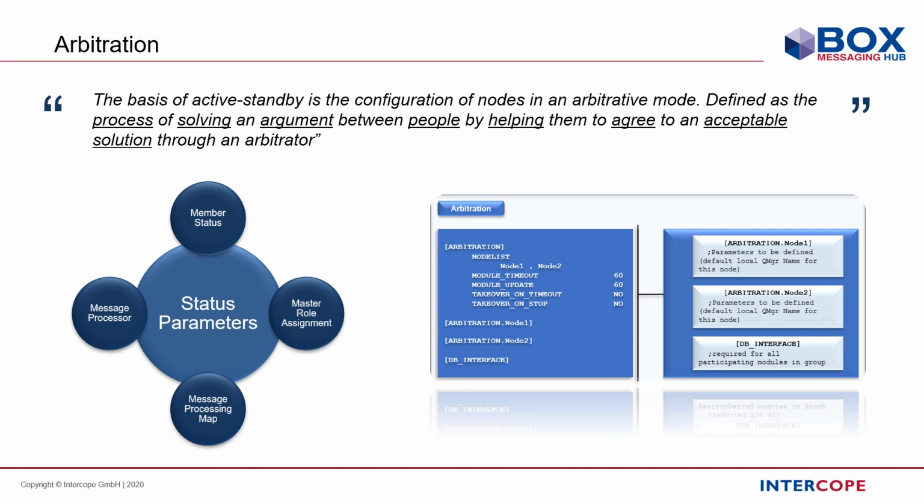Now there are, of course, a multitude of status checks. However, we've listed the main status parameters here which should trigger an action. The member status, or the current status of a specific member, be it a node, a module, etc. within the system. The master role assignment of who currently has the active role of being the master. The message processing map, who out of the potentially multi-active members is processing the pending messages. And message processor, the arbitration takeover result for pending messages of a member.